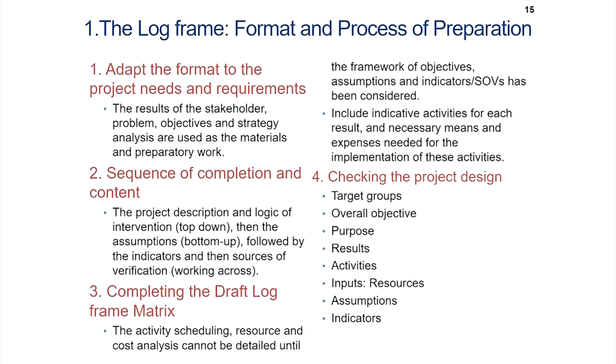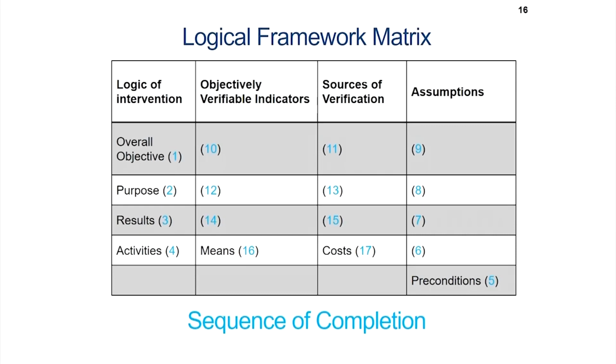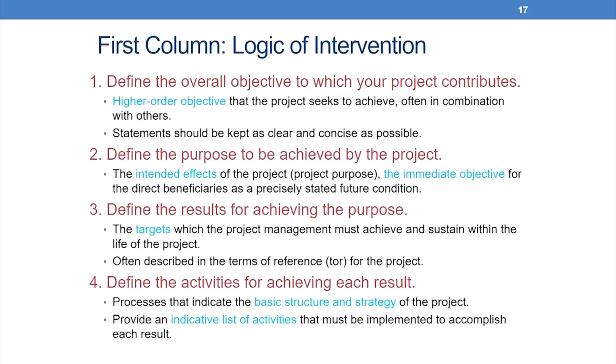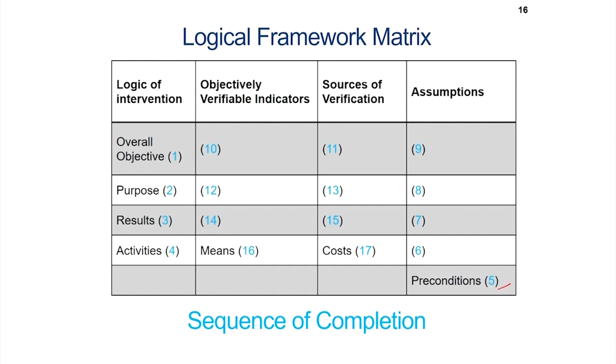So, we know who are the target groups, overall objective, purpose, results, activities, the resources used, assumptions and indicators. So, this is how a logical framework matrix looks like. There are 4 columns starting with logic of intervention, objectively verifiable indicators, sources of verification and assumptions. So, the sequence is we begin with overall objective, purpose, results, activities, go on to the preconditions, then the assumptions, then coming to objectively verifiable indicators, sources of verification and so on, ending with let us say means and costs. We will come to each of these columns in the next slides.